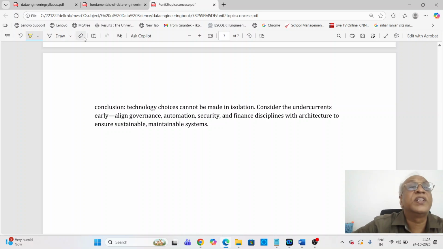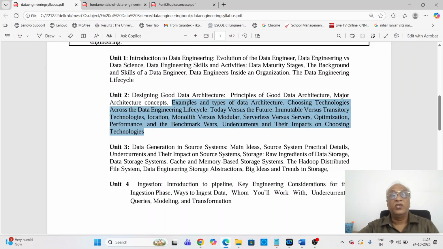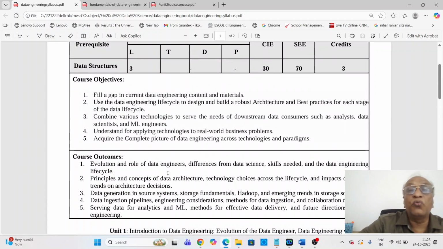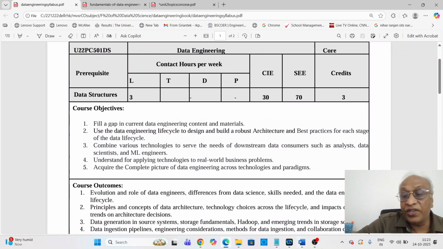So this was a short discussion about the following topics, called examples and types of data structure through undercurrents, in unit 2 for the subject data engineering. Thank you.